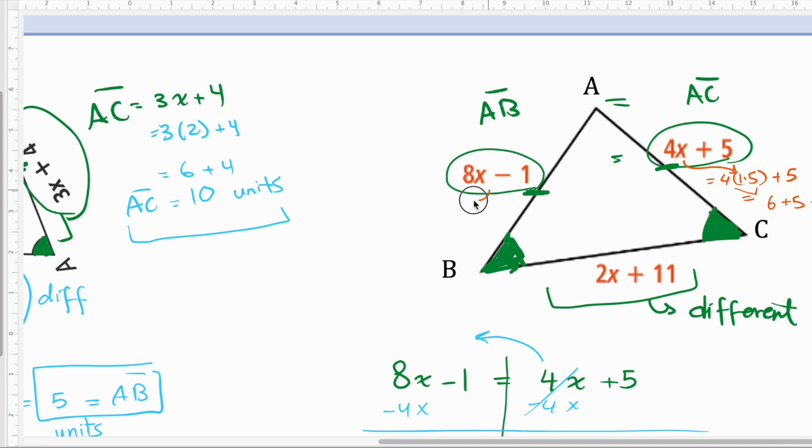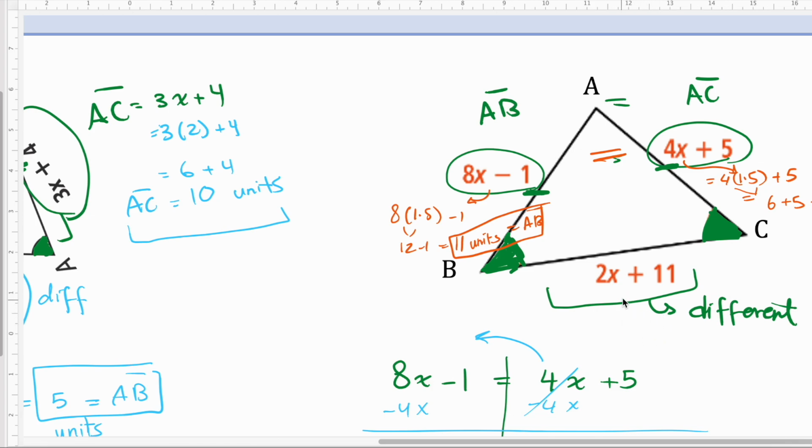Okay, here how can I find this side AB? Instead of x, substitute 1.5. So 8 times 1.5 is basically 12, minus 1 is 11 units. That's the value of the AB side. And as you saw, they are equal. They should be equal. Okay? The last side shouldn't be 11, it should be something else.